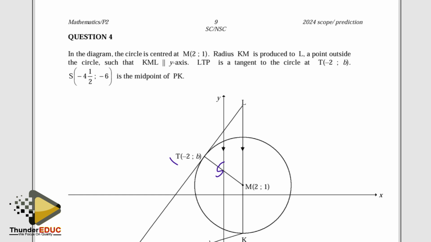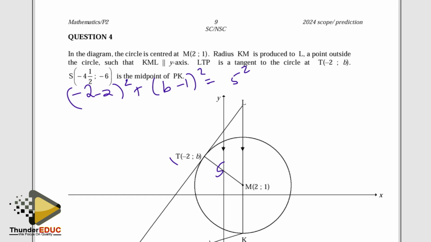Is it so? I think so. So I'm going to say if I get my negative 2 minus 2 squared plus my b minus 1 squared must give us 5 squared.